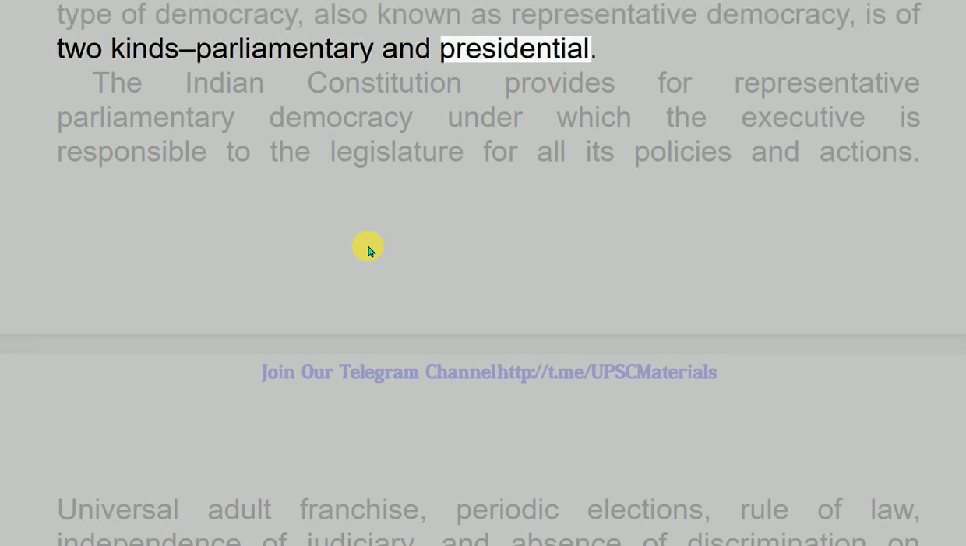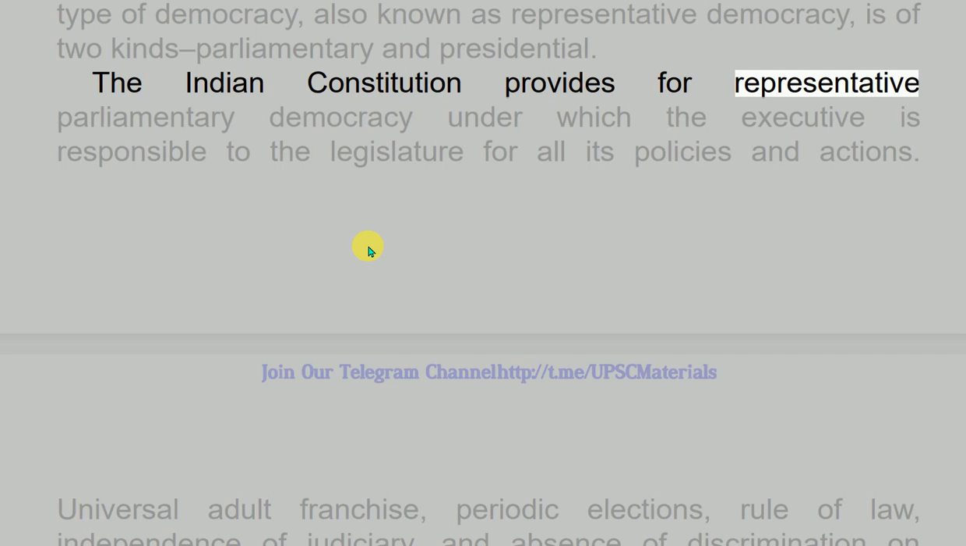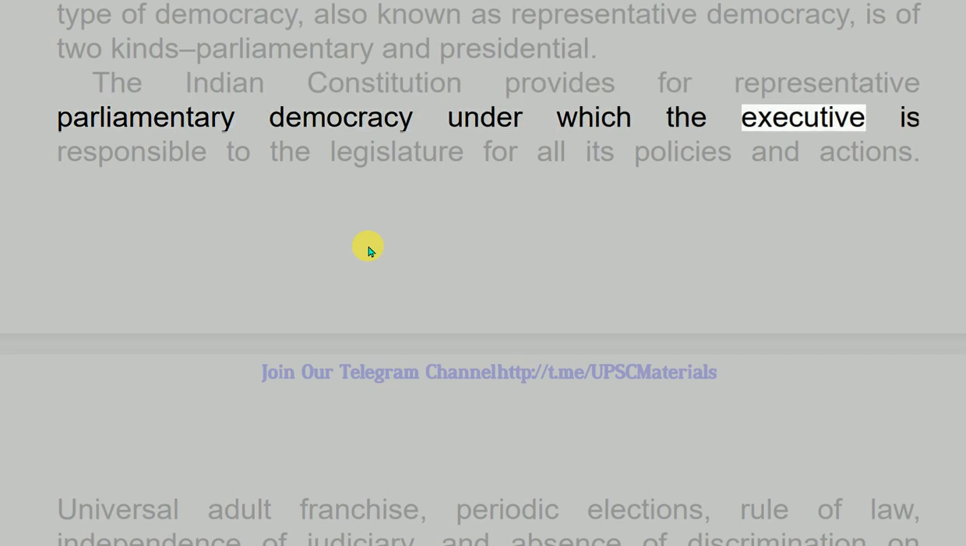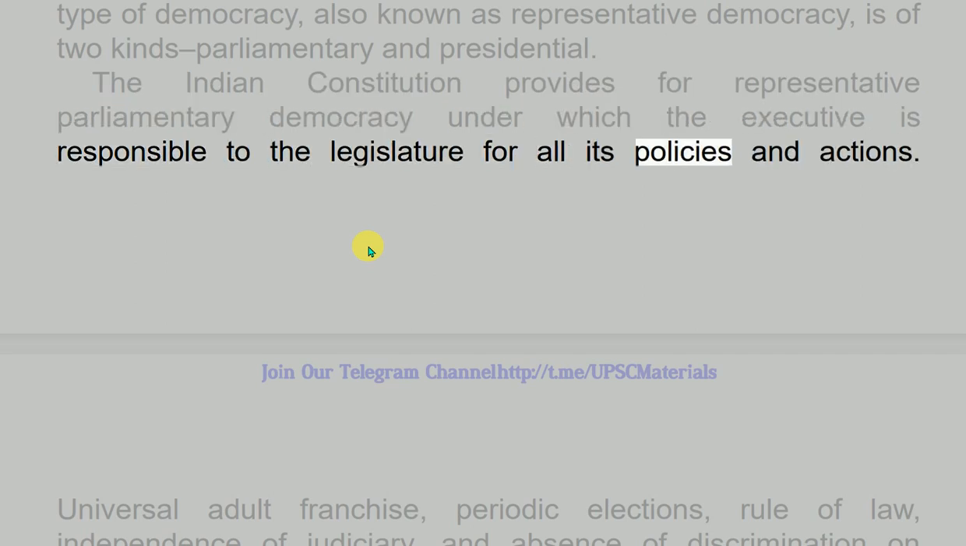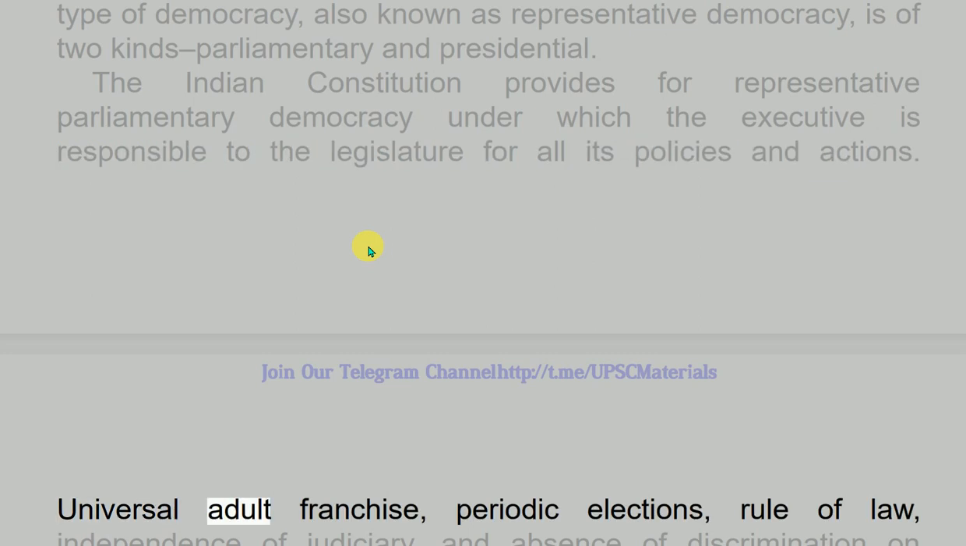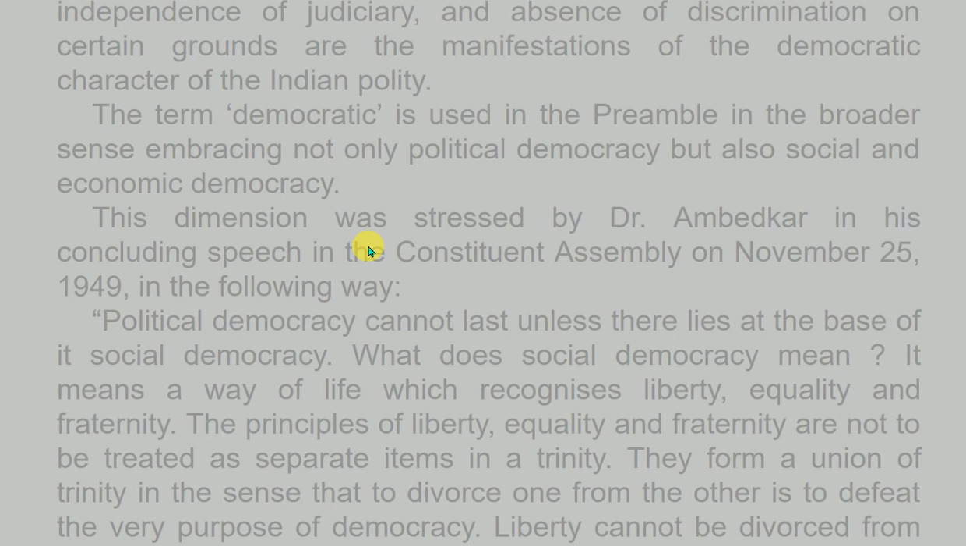The Indian Constitution provides for representative parliamentary democracy, under which the executive is responsible to the legislature for all its policies and actions. Universal adult franchise, periodic elections, rule of law, independence of judiciary, and absence of discrimination on certain grounds are the manifestations of the democratic character of the Indian polity.